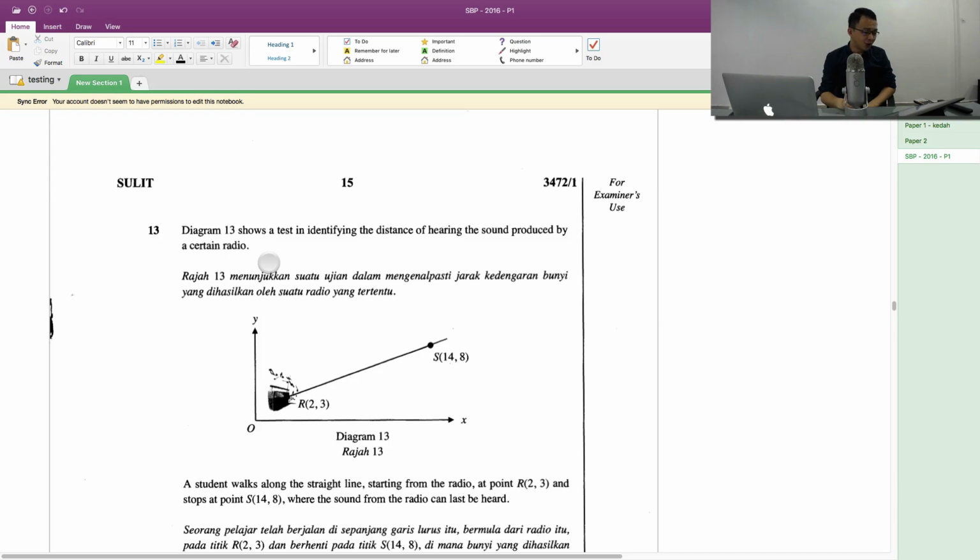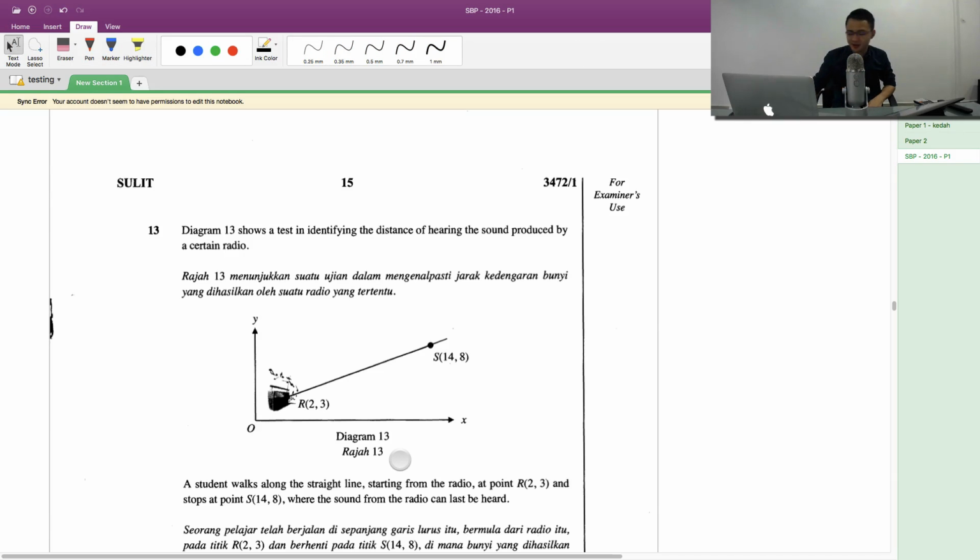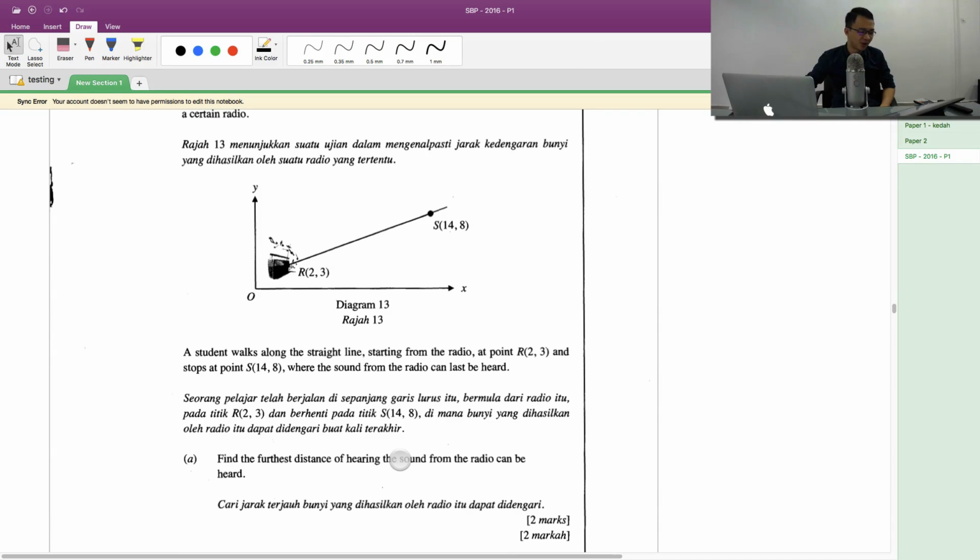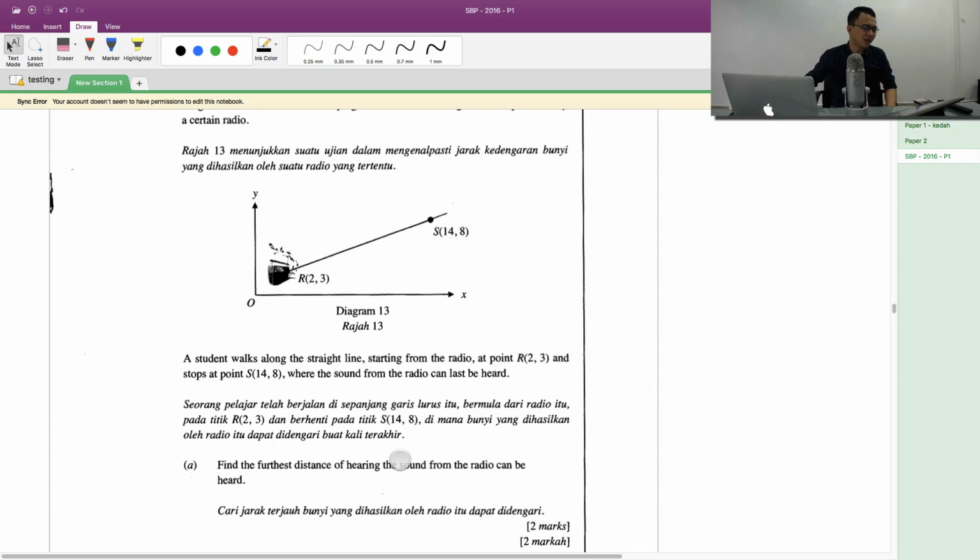Diagram 13 shows a test to identify the distance of hearing the sound produced by a certain radio. So you have a radio here, and the radio actually forms a sort of distance. And I guess this is a KBAT question, because KBAT questions always love to look like this.